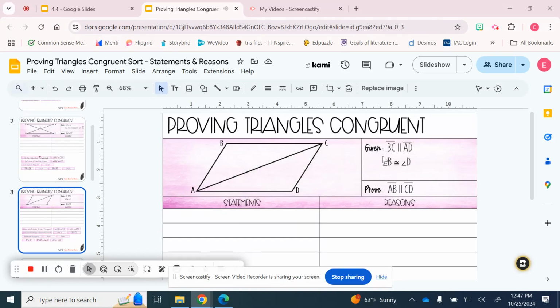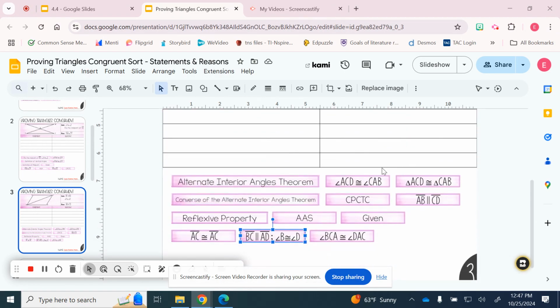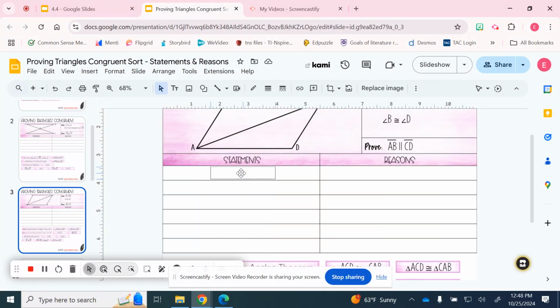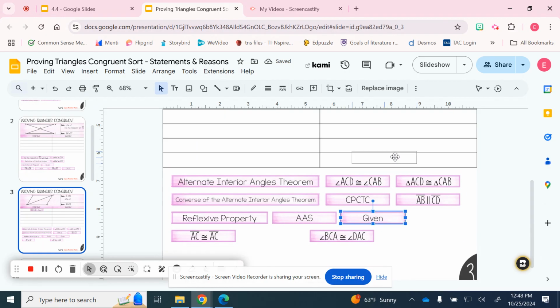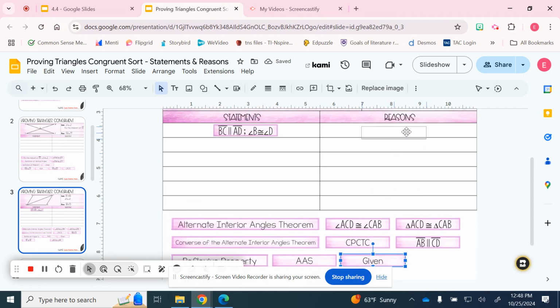So the first thing is that I'm given BC is parallel to AD and angle B is congruent to angle D. So that's very easy to just kind of bring up. So this is just a scoot activity. And I'm going to tell you guys all the steps and reasons that you need are here. You just need to put them in order. Okay? Everything's here for you. Make sure you read the angles correctly because that can get a little confusing. But outside of that, you've got everything you need.